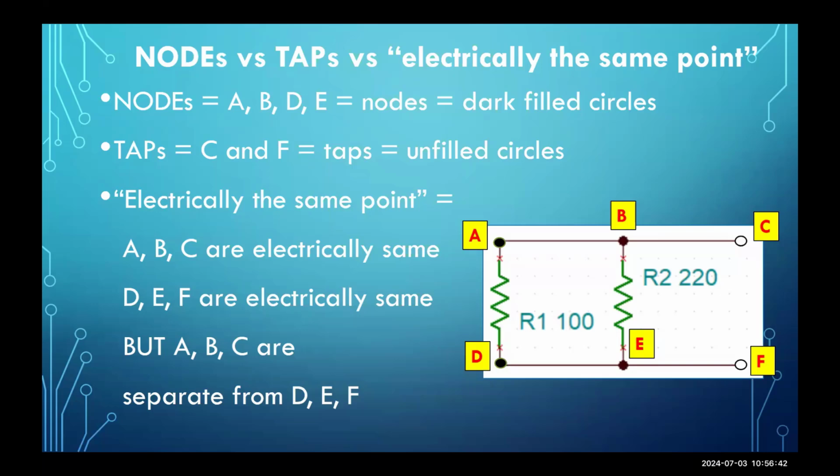Now, look at this last consideration. Points A, B, and C are separate from points D, E, and F. Okay? Those upper set of points are not electrically the same as the lower set of points. Why? Because they're separated by R1 and R2. All right, let's go ahead to the next one.